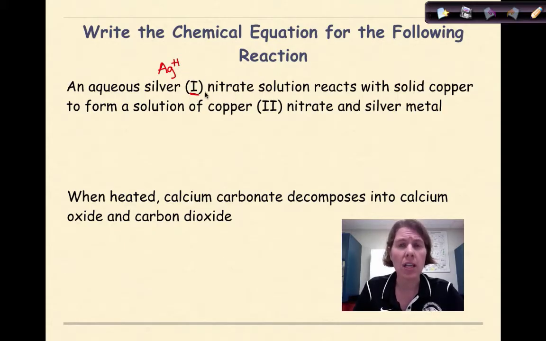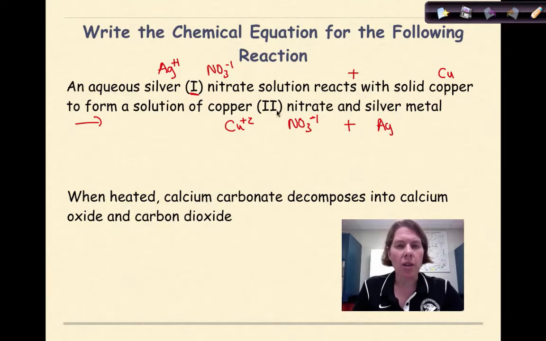And then I go to table E and I look up nitrate, and that is NO3 minus 1. Reacts with, that's going to be a plus sign, solid copper, which just means copper metal, so I'm just going to represent that with a Cu, to form, that'll be my arrow, and then a solution of copper 2 nitrate. So the symbol for copper is Cu, the Roman numeral tells me it's plus 2, and then the nitrate, NO3 minus 1, the "and" is going to represent a plus sign, and silver metal, and I know that the symbol for solid silver, or silver by itself, is just Ag.